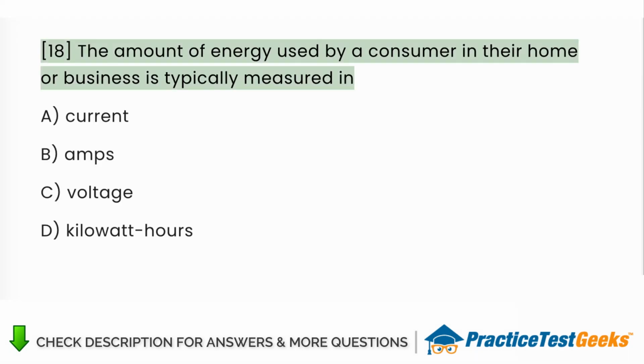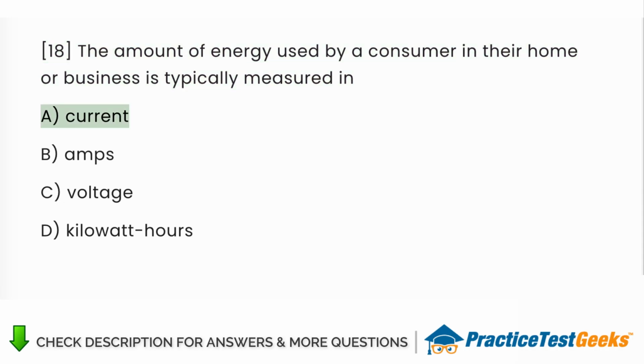The amount of energy used by a consumer in their home or business is typically measured in A. Current. B. Amps. C. Voltage. D. Kilowatt hours.